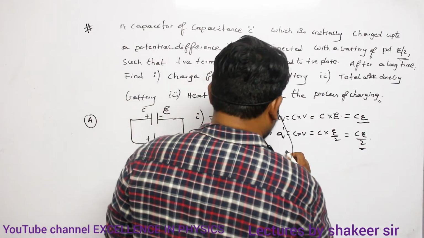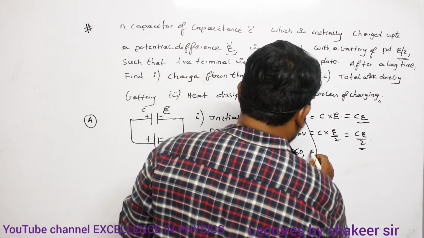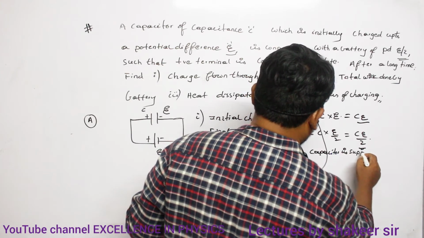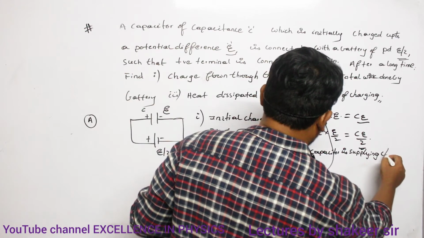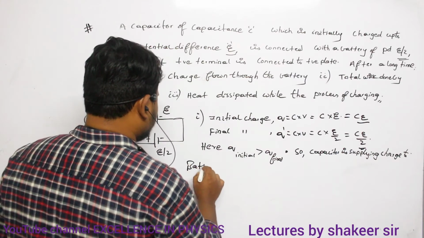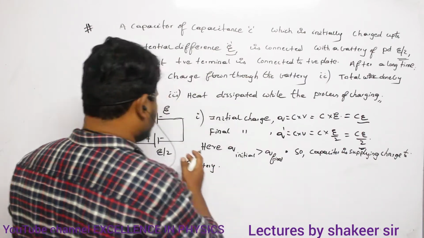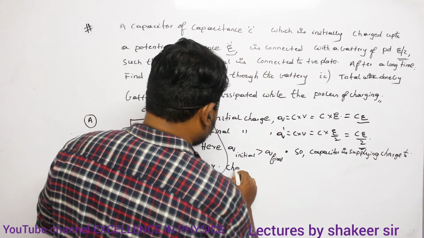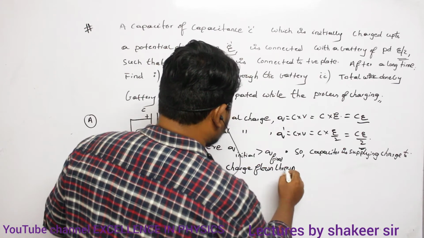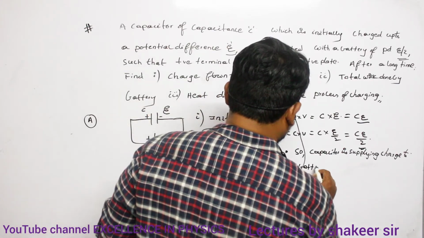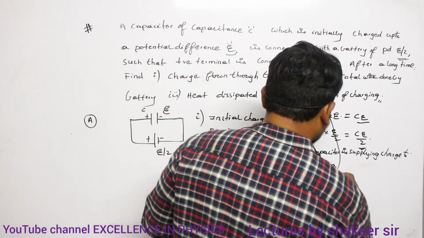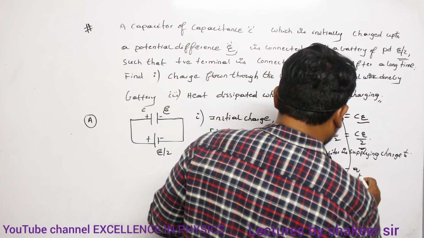Clear? So therefore, the capacitor is supplying charge to whom? To the battery. So therefore, how much charge will flow to the battery? Charge flown through the battery is how much? Q final minus Q initial. That is the formula. Q final minus Q initial.